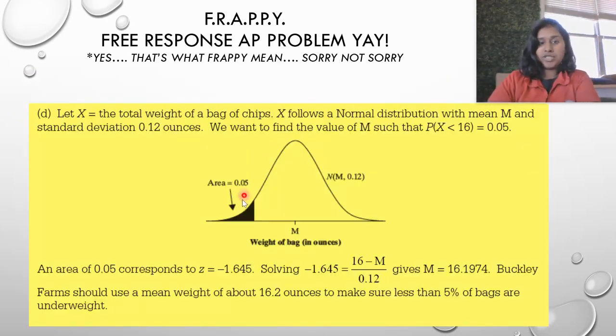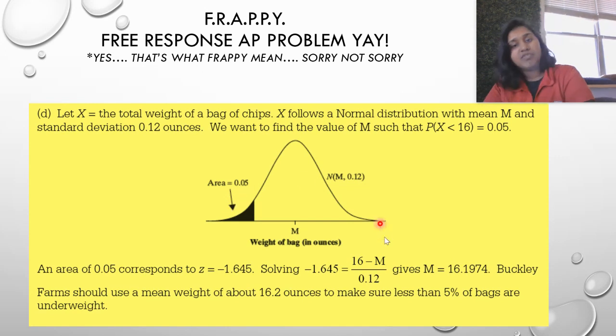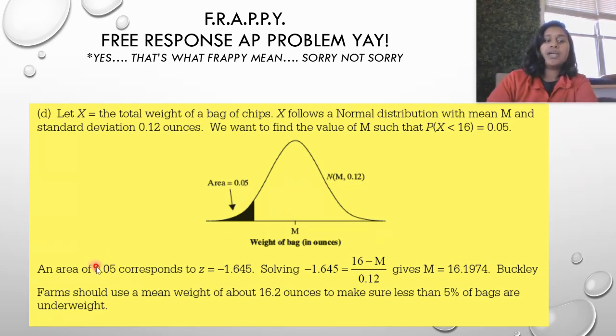So I draw out my normal distribution. I shade in the 5% I care about. And now what's the next thing I need? I need that z-score right there. So I solve backwards for a z-score. An area of 0.05 corresponds to a z-score of negative 1.645. Either I use the calculator, an online program, or I went to the table and solved backwards. It doesn't matter how you did it.